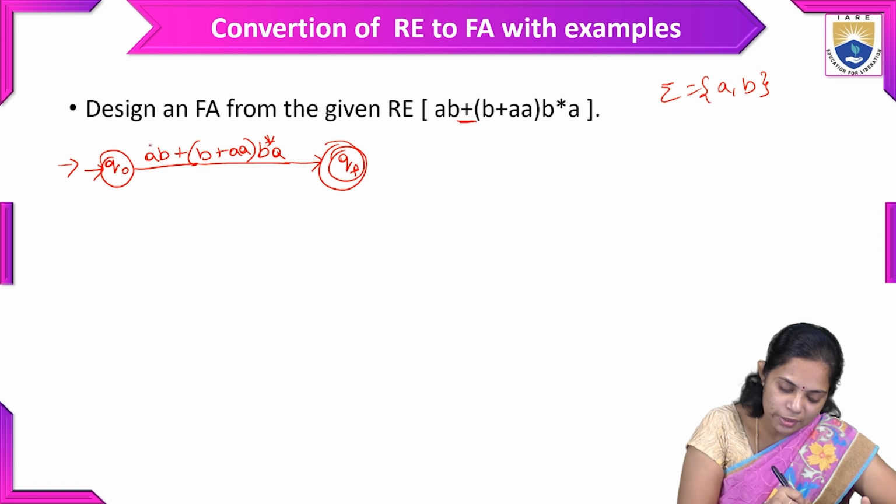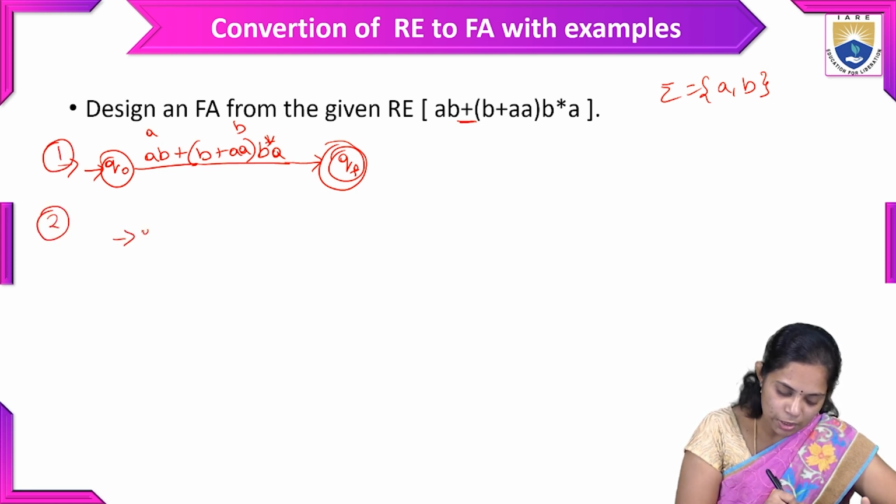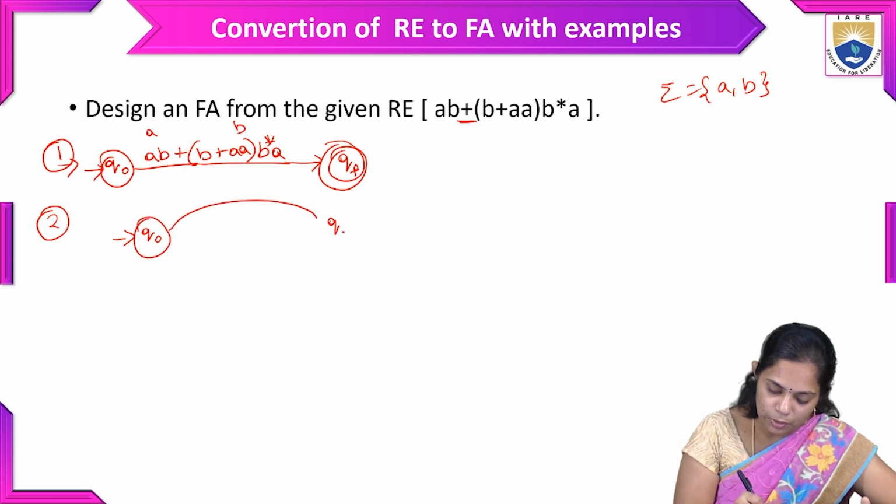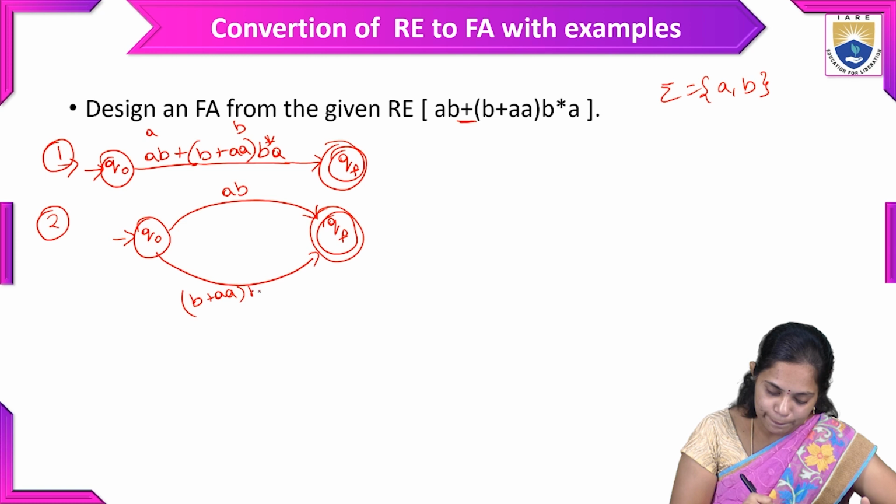We have to divide this like A comma B. So A plus B, how do we define that? This is the first one. For the second, we start with Q naught as the initial state, and we take the final state, and here A is represented as AB, and here one more B plus A, B star A. In the third step, we have to divide this concatenation and add states to it.